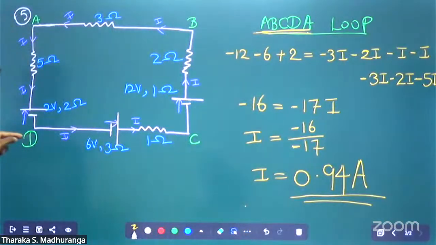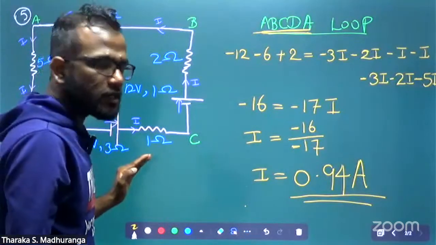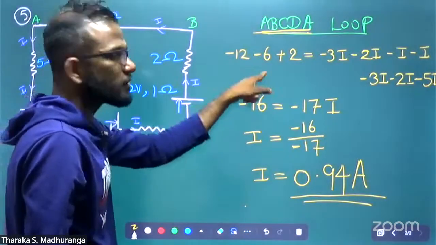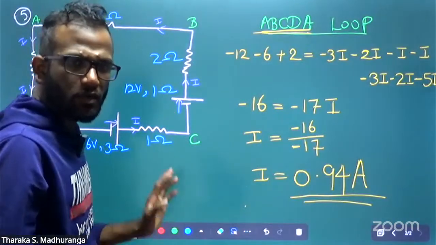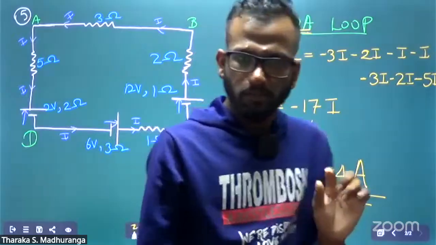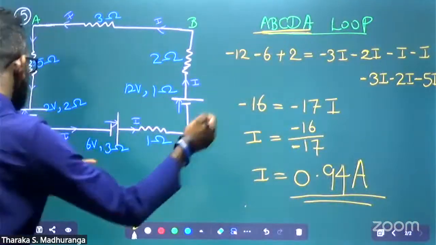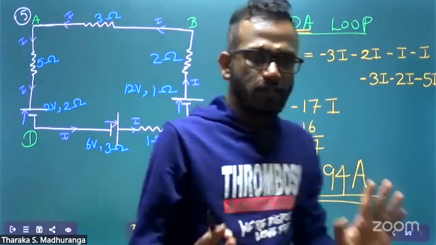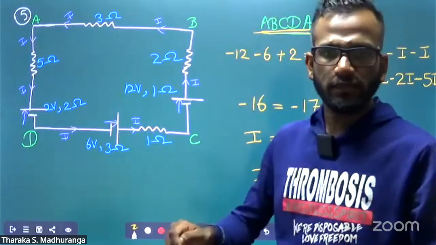Go to C to D. The electromotive force is again opposite to our considering direction. Then it is minus 6. Only take the voltage. Don't think about these 3 ohms. Only the potential difference, the electromotive force. Then D to A, there is one cell. Our direction and the electromotive direction are the same. Therefore it is 2 volts, plus 2. Equal.